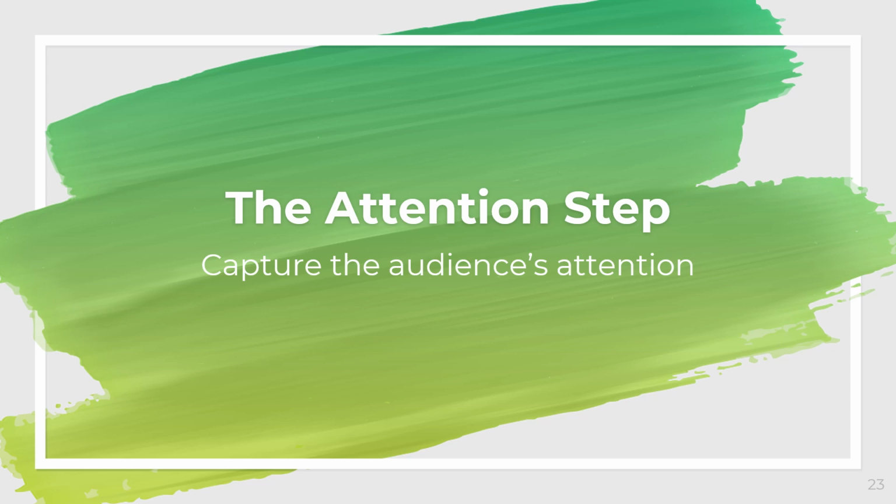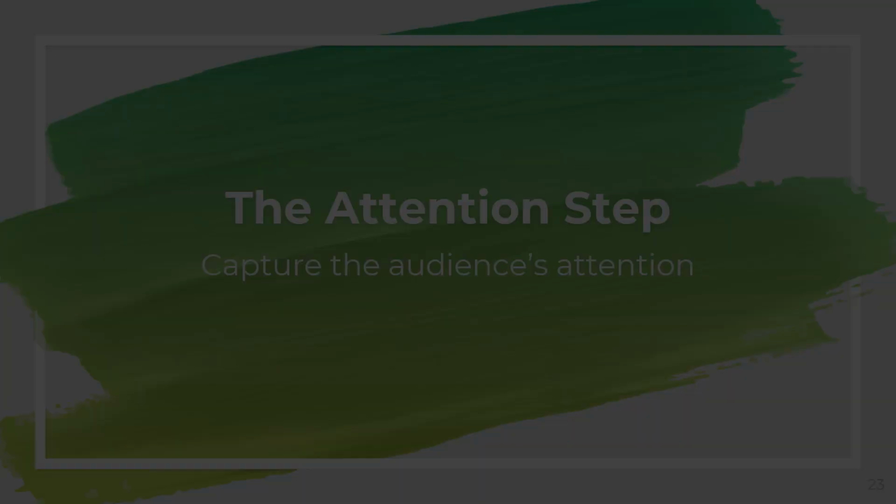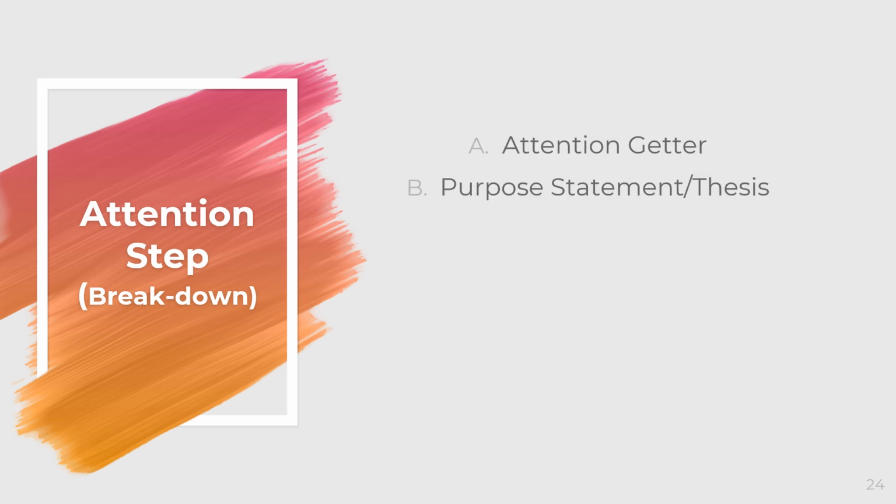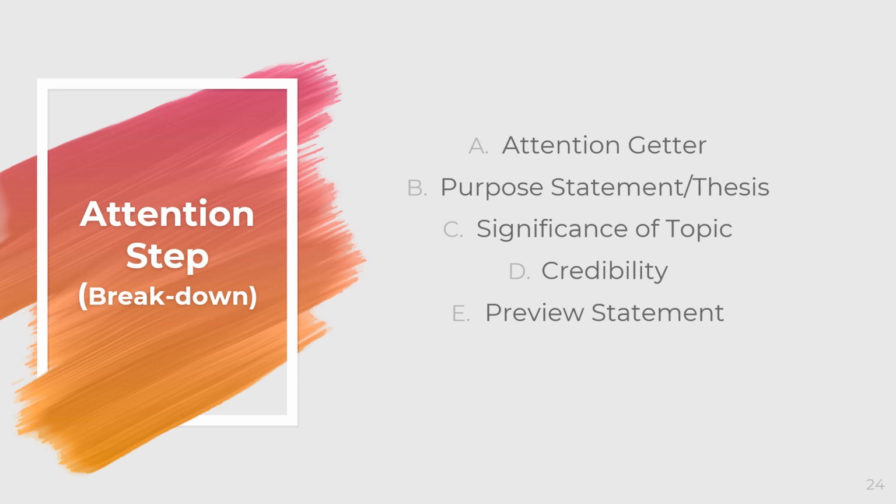Now we're going to talk about the specifics of the attention step. Here's a breakdown of the attention step. It's divided into 6 parts. They are attention getter, purpose statement or thesis, significance of topic, credibility, preview statement, and lastly, transition. We are going to do transitions in class because I have a very specific way that I want you guys to do transitions. Also, I have an activity for you guys in class in order for you guys to learn the perfect transition. So we're going to learn A through E now, but we're not going to touch F until later.